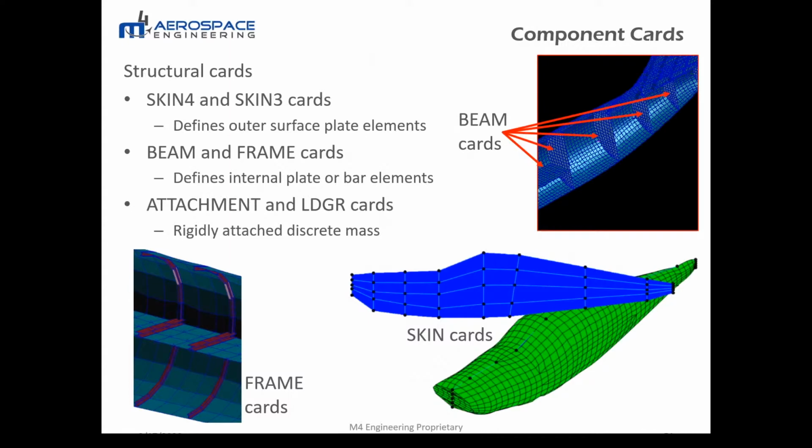And then finally, you can add attachment and landing gear cards. Attachments can be used to rigidly attach non-structural discrete masses, such as stores or engines. The LDGR card, or the landing gear card, is a version of the attachment card that was designed specifically to model the extended landing gear of a vehicle. There are other structural cards, but these are just a few I wanted to highlight.